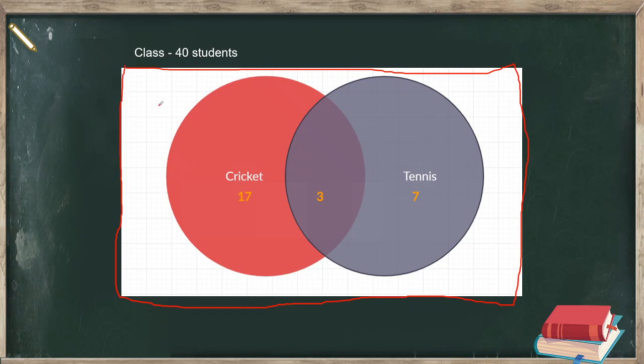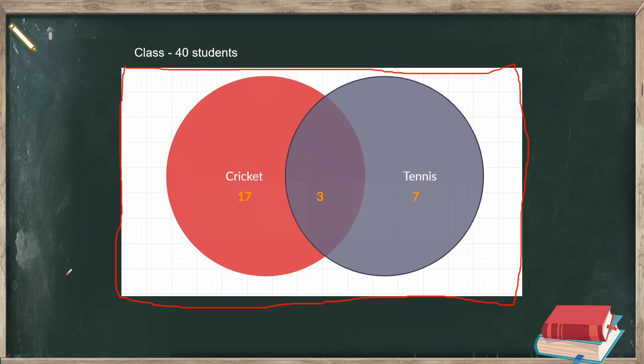That is why I have not put them inside. I have written it outside here, because if I write them inside, that will be the white space. It's not the white space, it is a rectangle. 40 students, the rectangle. People who play cricket, I have pushed them into the red circle. People who play tennis, I have pushed them to the other circle.